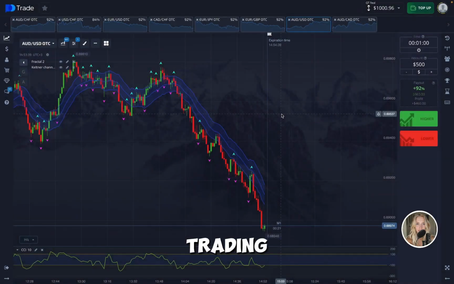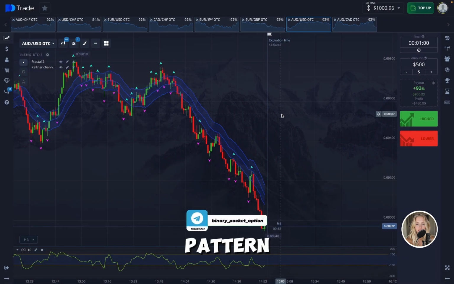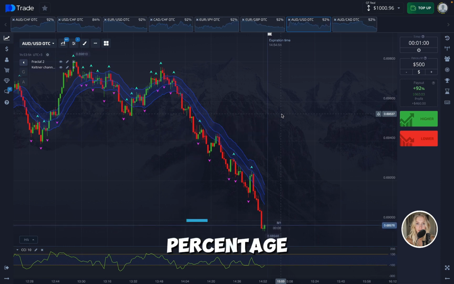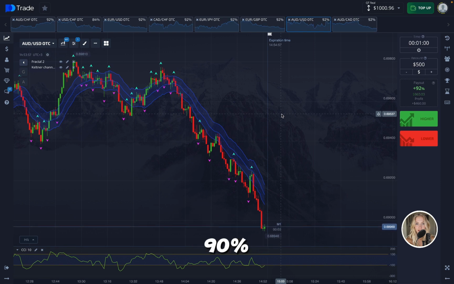So let's start our trading today. I have already analyzed and selected all the currency pairs with the most optimal movement pattern. You can see them in front of your eyes. Today we have an OTC market, which means an excellent payout percentage, mostly more than 90%.